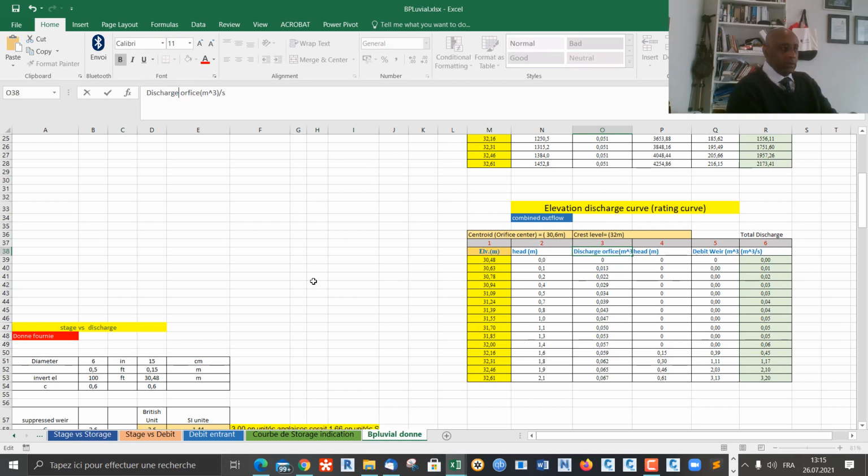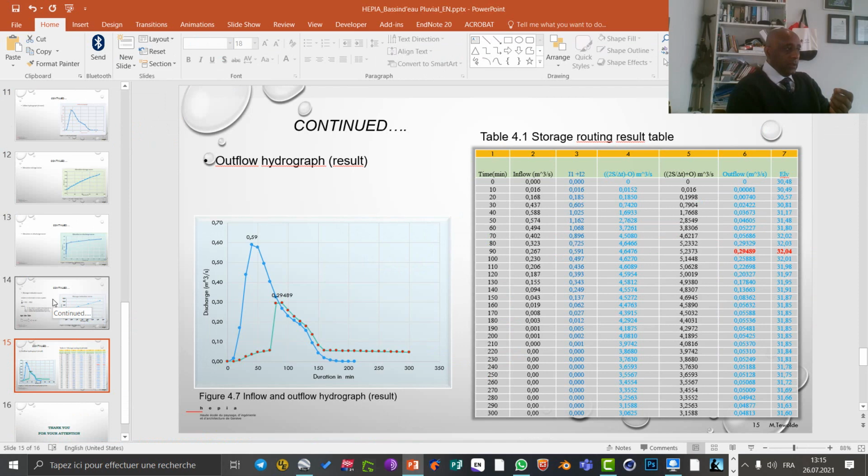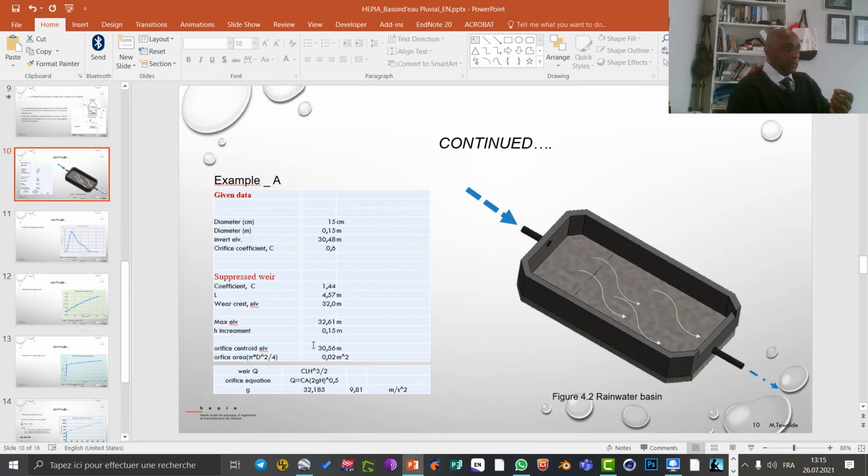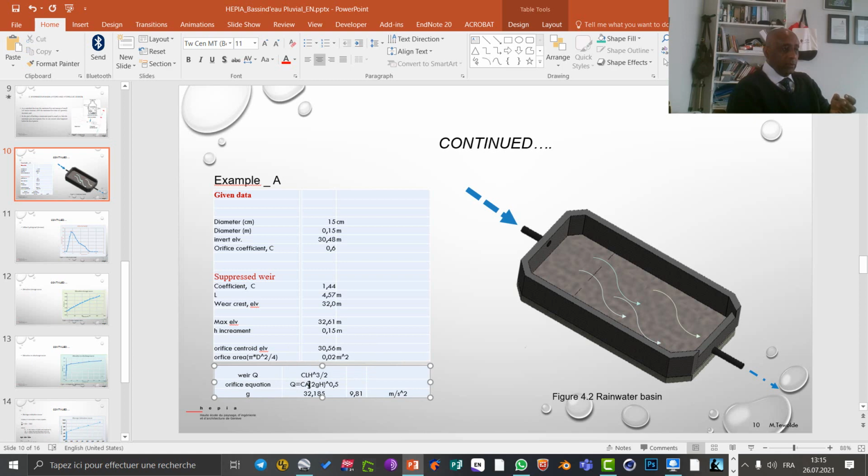So we can calculate the discharge using the orifice formula that is given here. At the beginning, I simply write the orifice equation here. Discharge is equal to the coefficient times the area of the pipe times the square root of 2 times g times h. H means the head, g means the acceleration due to gravity. So using this formula, we can simply calculate the discharge.